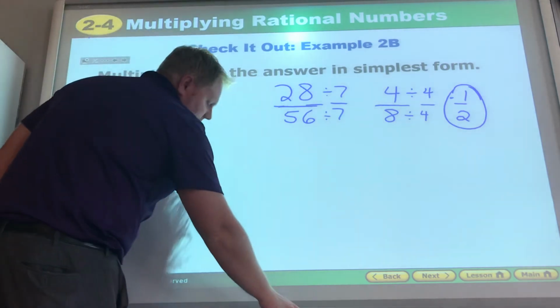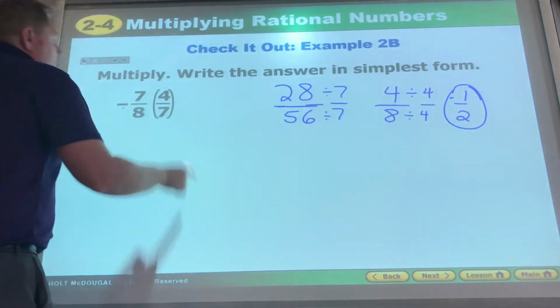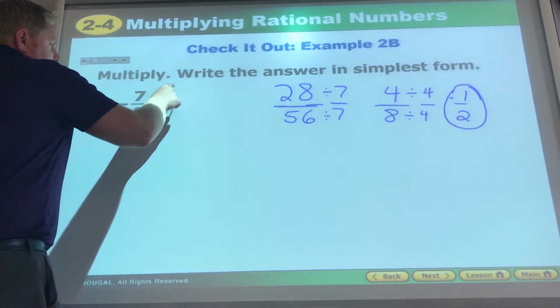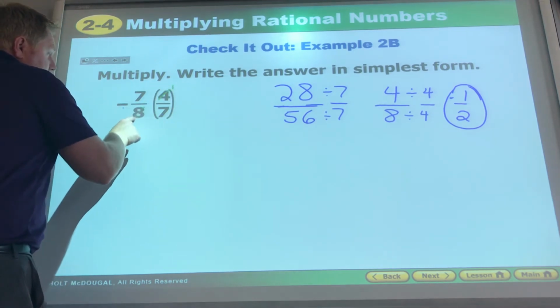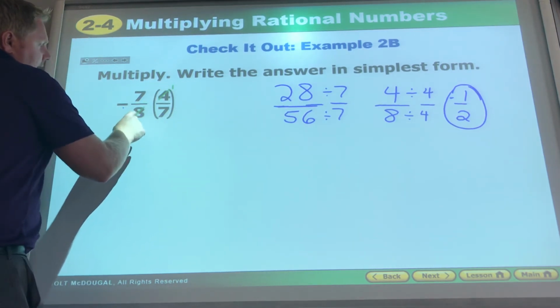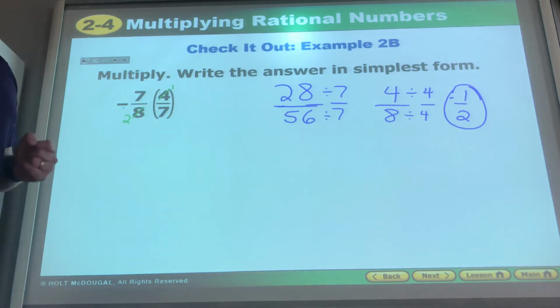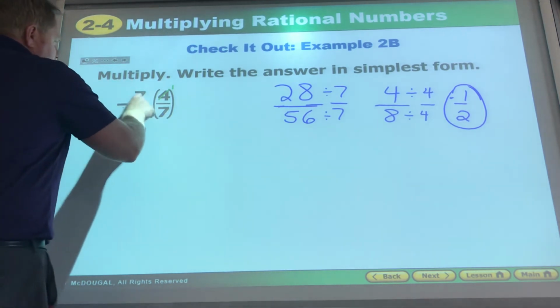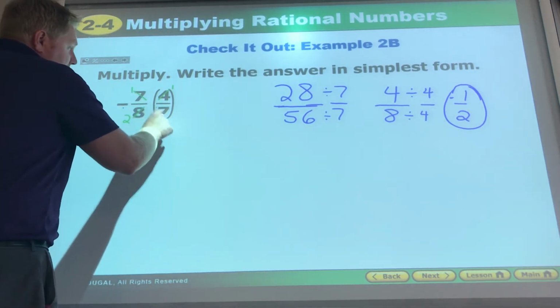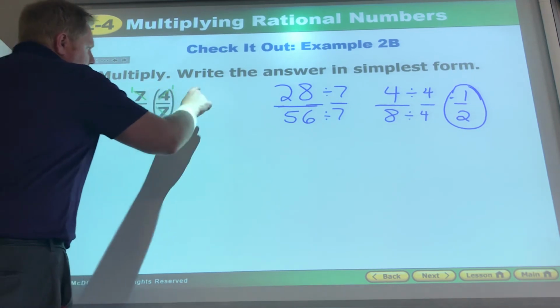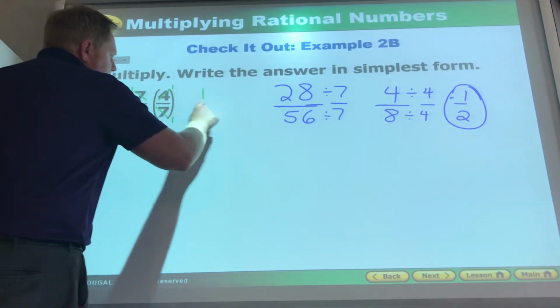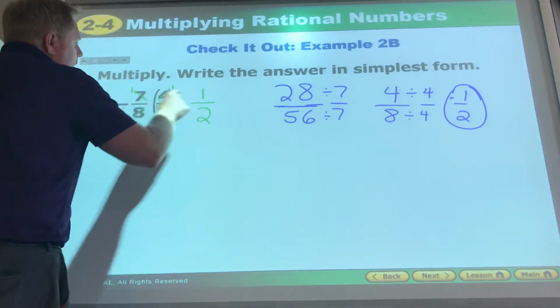Or, what I think is easier, 4, I can divide by 4, that gives me 1. 8, I can divide by 4, that gives me 2. I actually looked at both of those before and saw, hey, I can divide by 4. 7, I can divide by 7 and I get 1. 7, I can divide by 7 and I get 1. 1 times 1 is 1. 1 times 2 is 2. Negative.